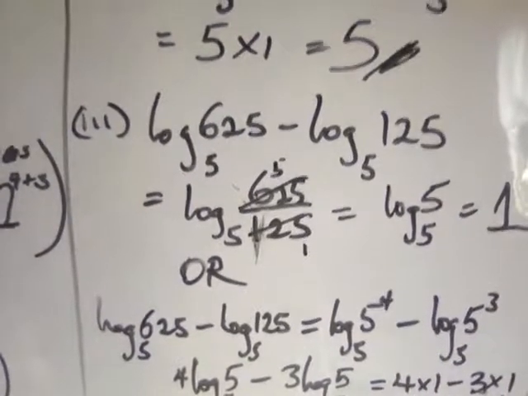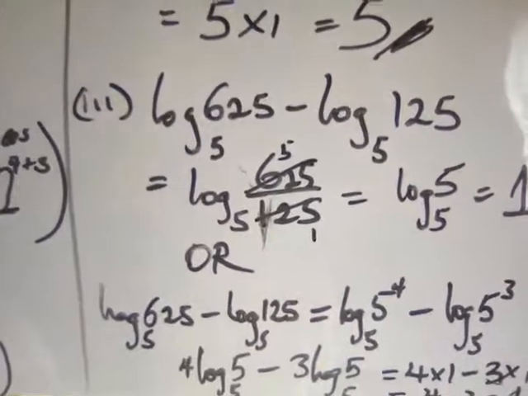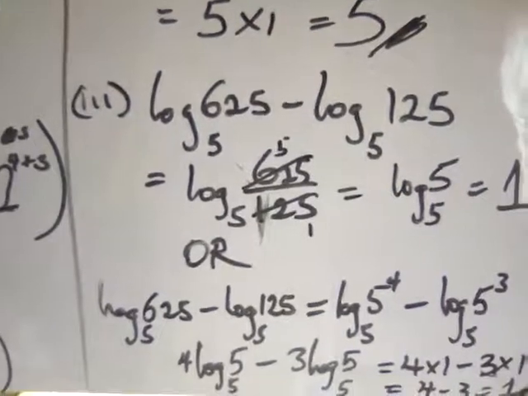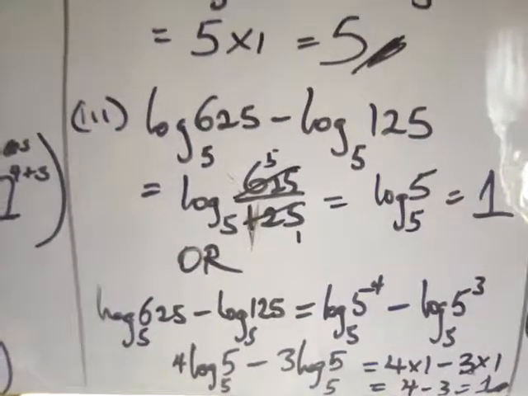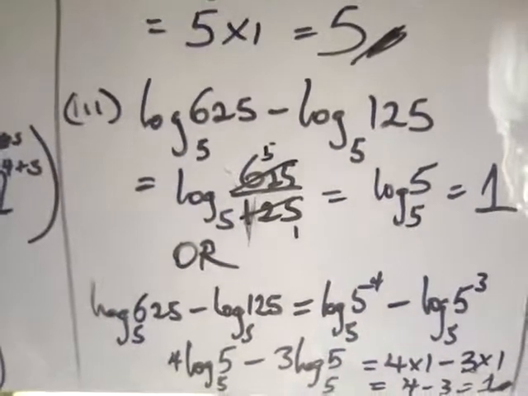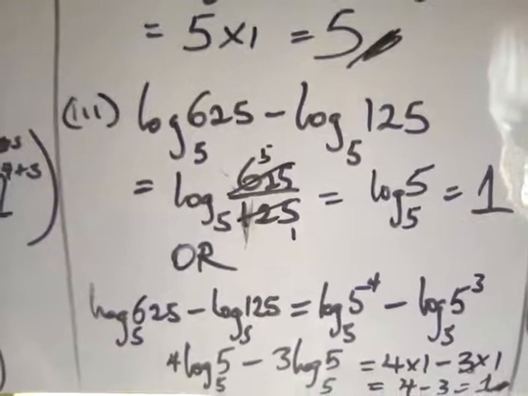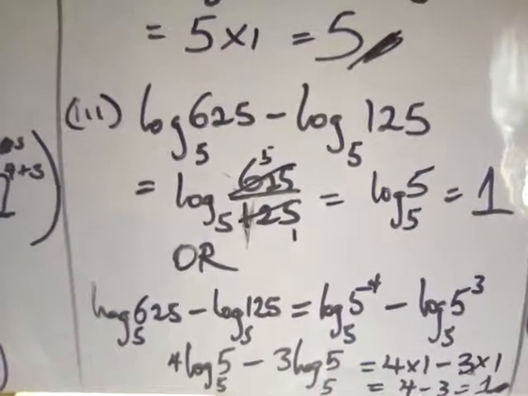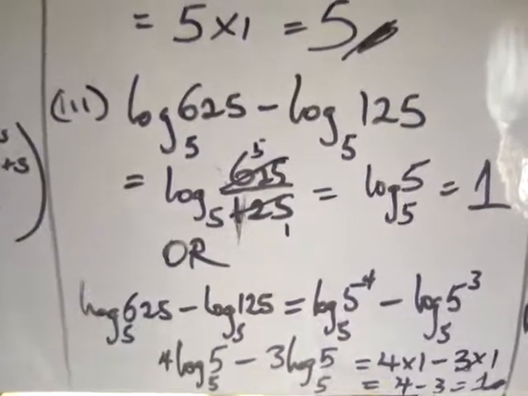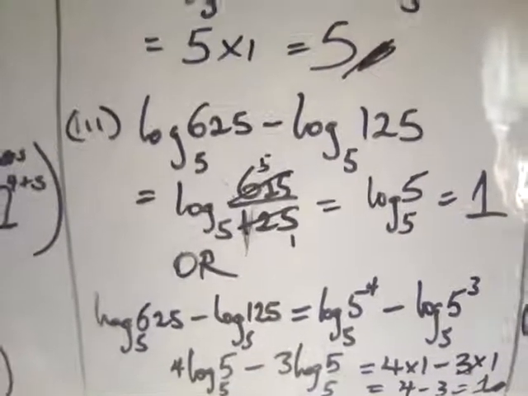So if we bring that power 4 behind, then you have 4 log 5 to base 5, and you bring that power 3 behind, then you have 3 log 5 to base 5. Don't forget that log 5 to base 5 will give you 1. So 4 times 1 will give you 4, minus 3 times 1 will give you 3, then you have 4 minus 3, which will give you 1.